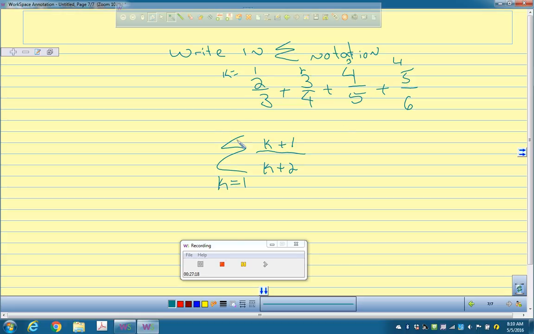How many terms are there altogether? 4. And does that make sense? Check it if it doesn't, right? If I plug in 4 in here, do I get 5/6? Yes, okay? So that's how you kind of do it, all right?